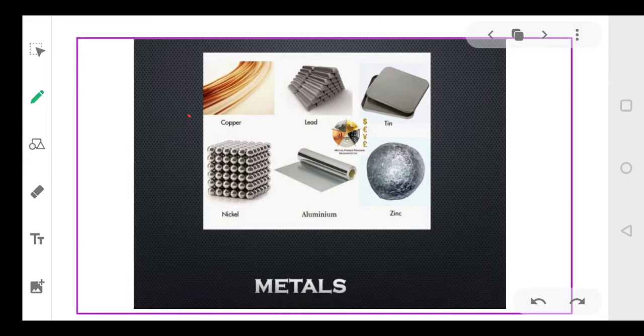Like I have listed a picture here. See, this is copper. We use copper wires in our houses. Lead, tin, the nickel metal, aluminium foil that we are using, zinc. So all these elements that we are using in our daily life are metals. Okay, although they are used for different purposes in our life, they all have been grouped together in a single category which is called metals.